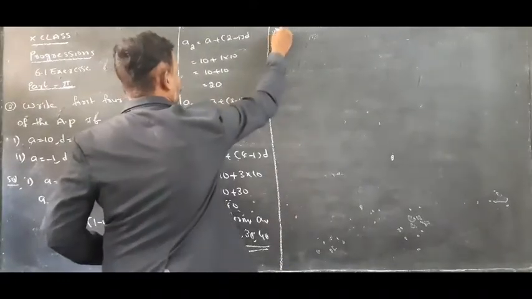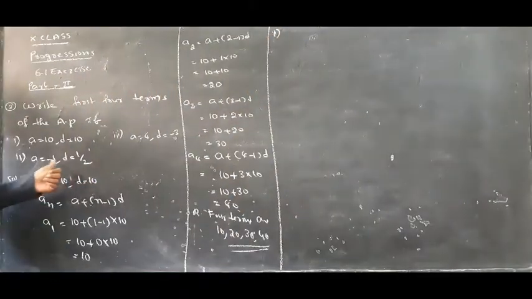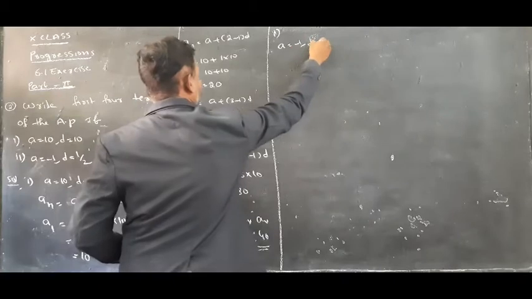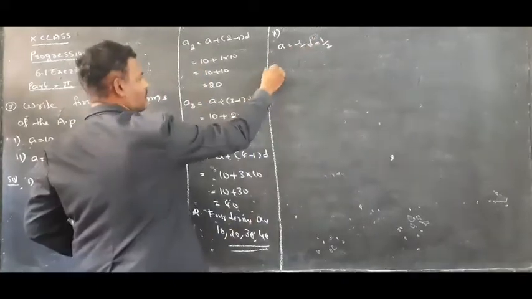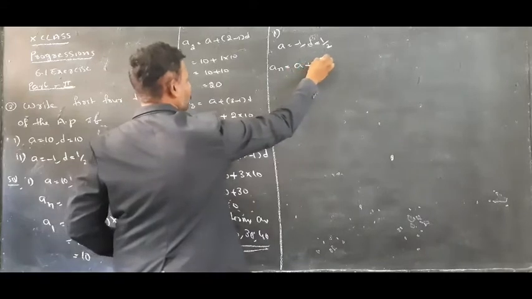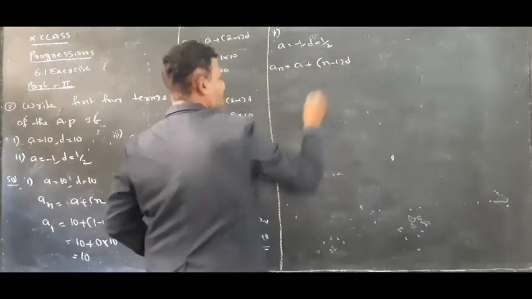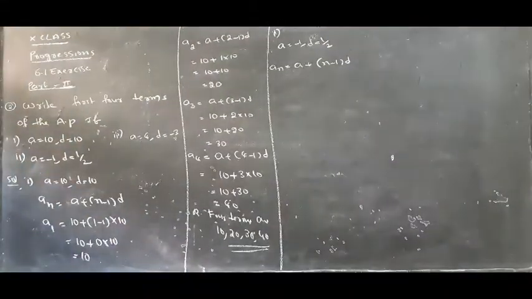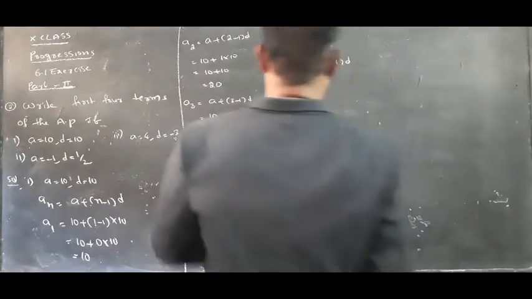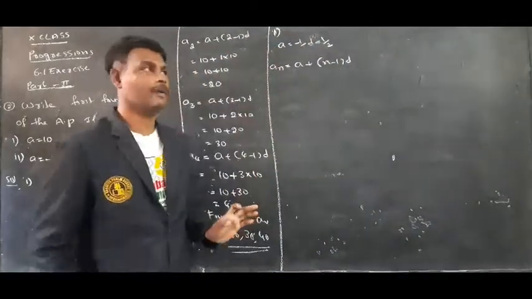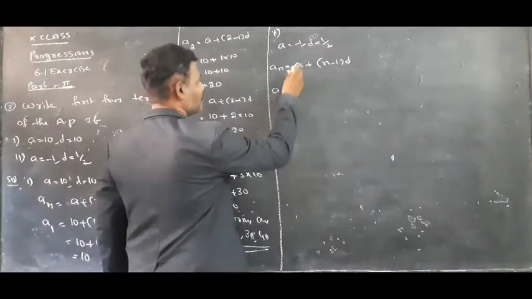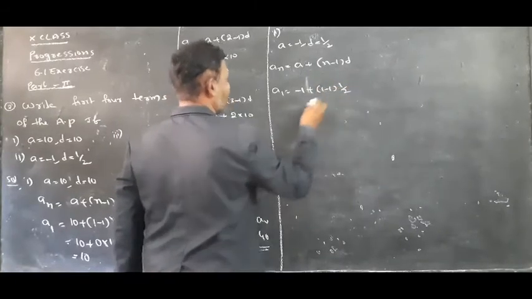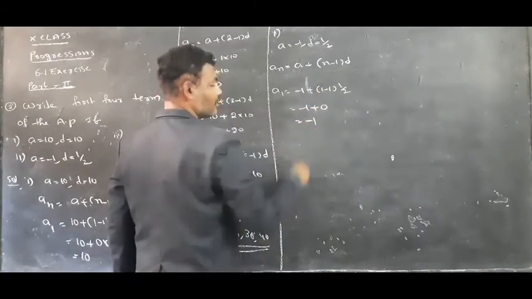Then in the second question, what is the value of A? A is equal to minus 1 and D is equal to 1 by 2. What is the nth term of an AP? An is equal to A plus n minus 1 into D. Here A is equal to minus 1 and D is equal to 1 by 2. So the first term, A1, is equal to minus 1 plus 1 minus 1 into 1 by 2. Minus 1 plus 0 is equal to minus 1.